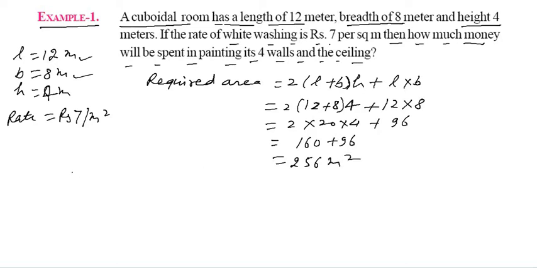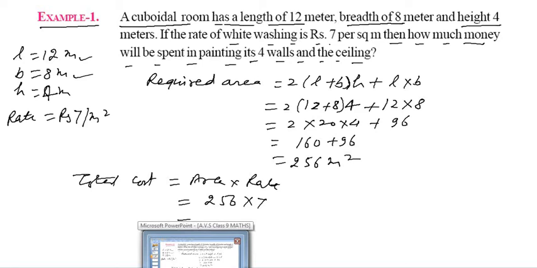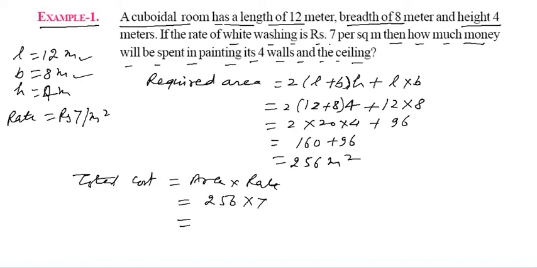Now the total cost is equal to area into rate. So area is given as how much? It is 256 into rate 7. So you can multiply and get the answer. How much is the answer? It will be 1792. So that one, in rupees, is your answer.